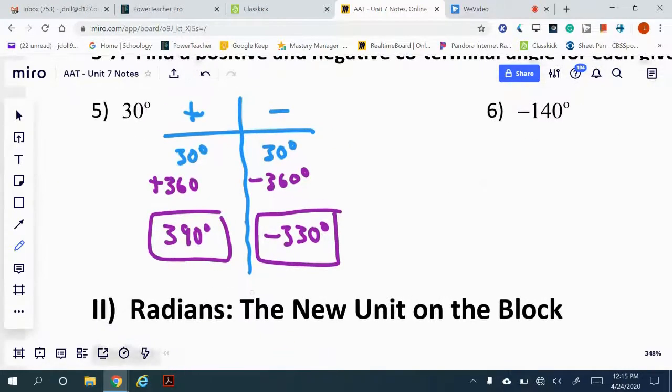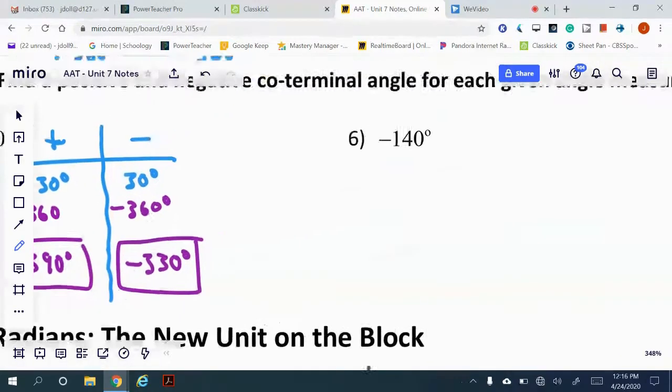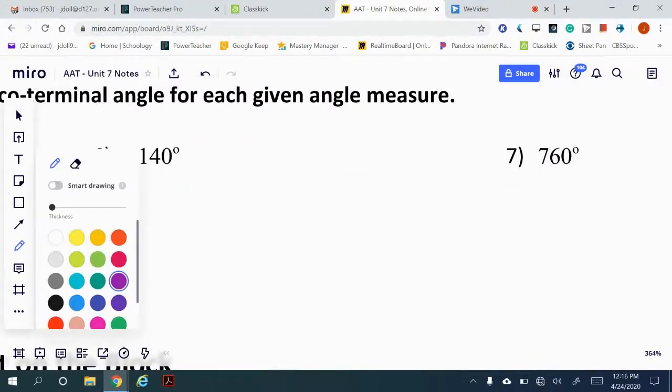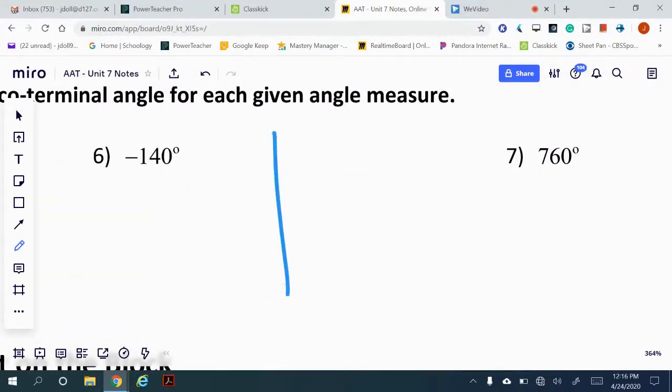And, guys, it's like the transitive property. If 30 and 390 are coterminal angles, and 30 and negative 330 are coterminal angles, then 390 and negative 330 are coterminal angles with each other as well. It's like a family. Every time you make a revolution, you add one more angle to this coterminal family. Let's do the same thing here with negative 140.